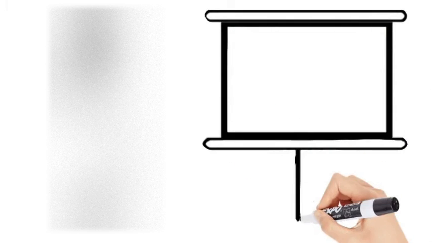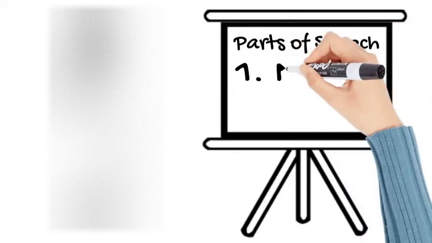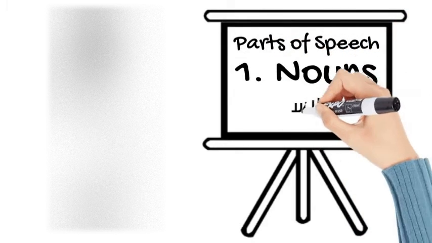This video is part of the Quranic Arabic Simplified series, and in this video we will talk about the first category of the parts of speech in Arabic, which are nouns or al-ism.